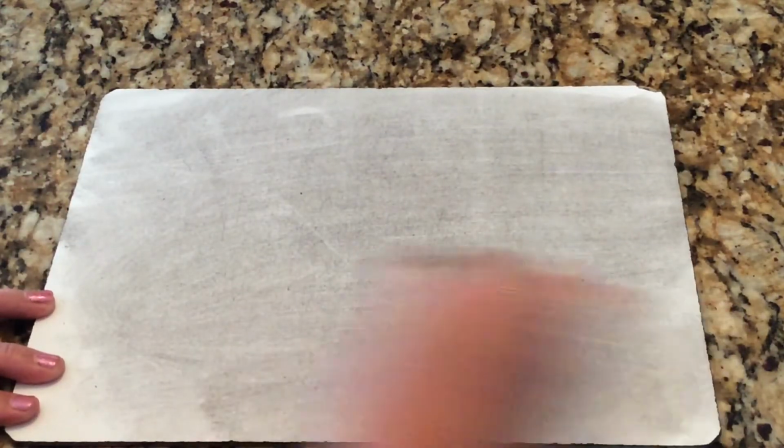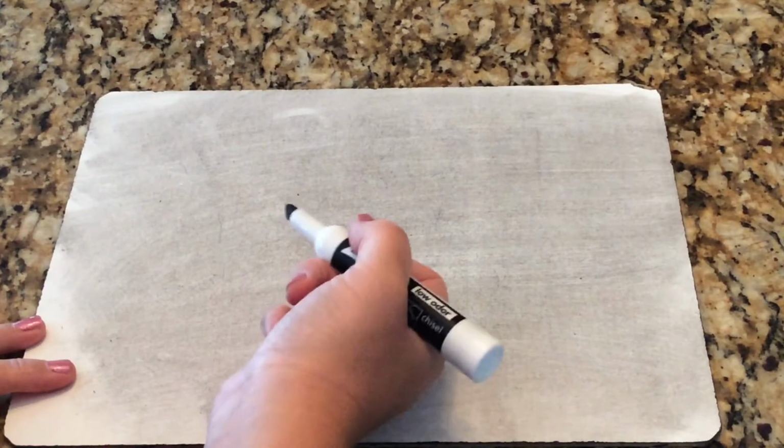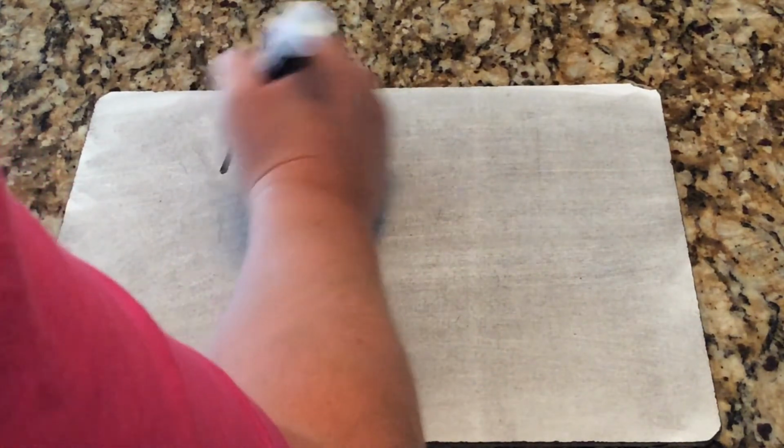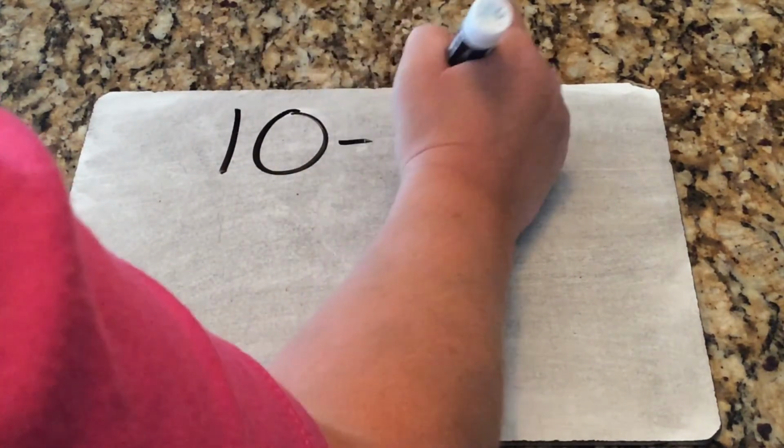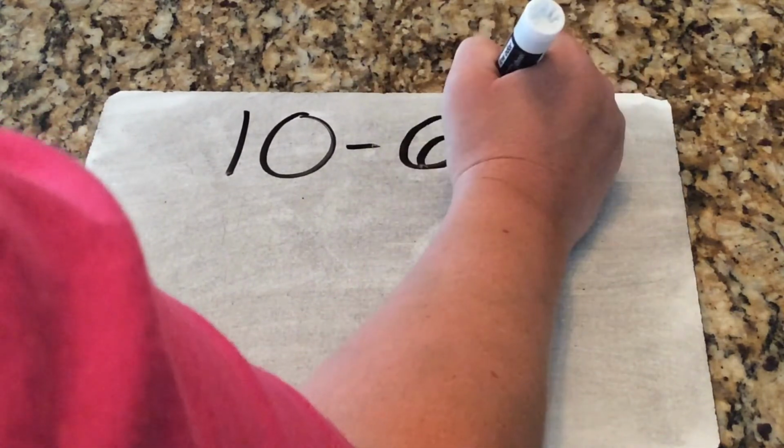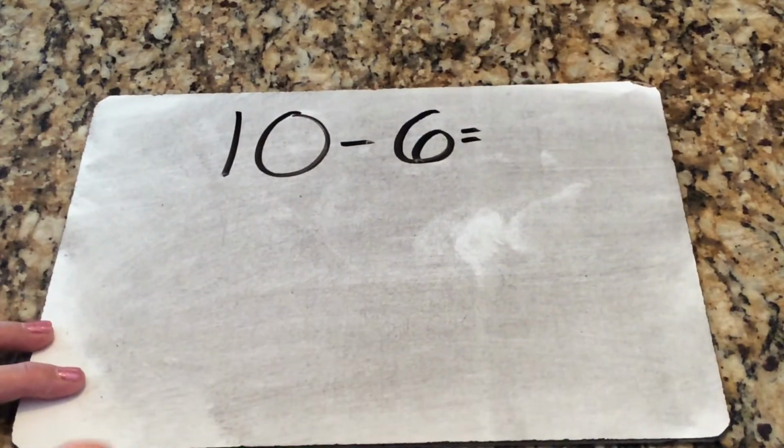We've got another story problem coming up here. It says there were 10 pennies in my pocket. I bought a candy bar for 6 pennies. How many pennies are left in my pocket? If I had 10 and I paid 6, it sounds like we are subtracting. So 10 pennies minus the 6 I used to buy that candy bar.